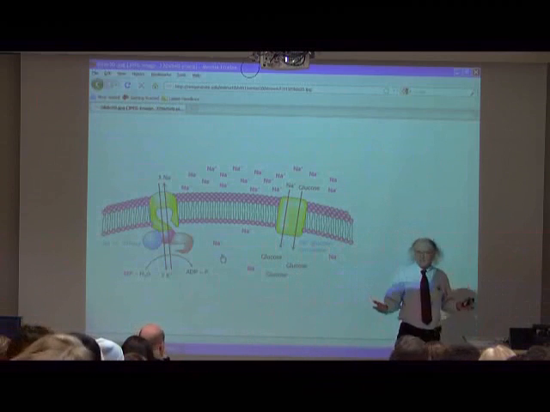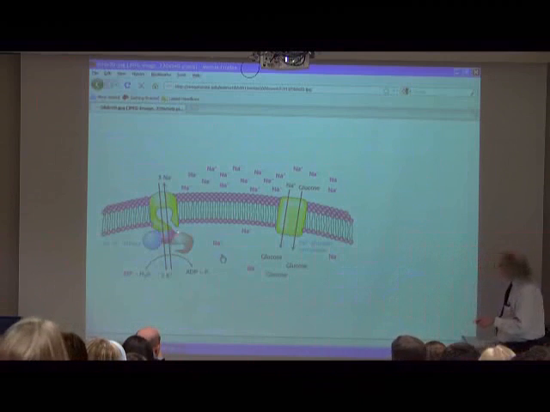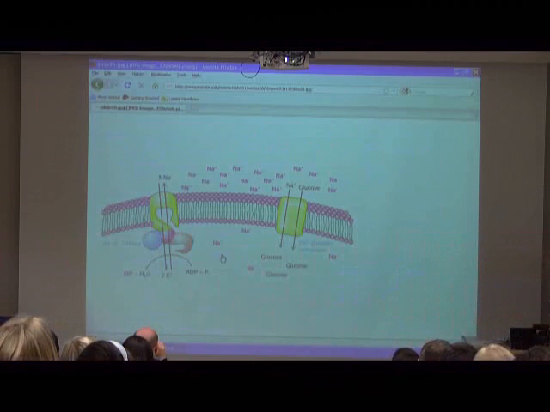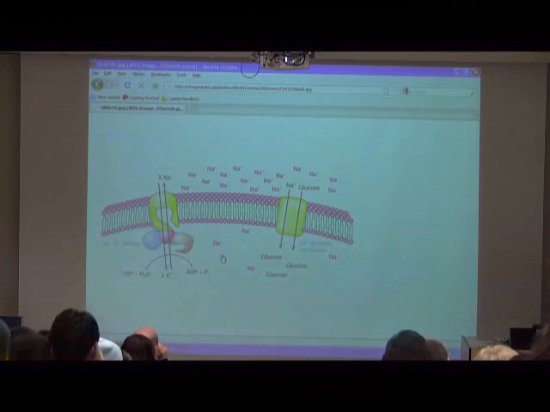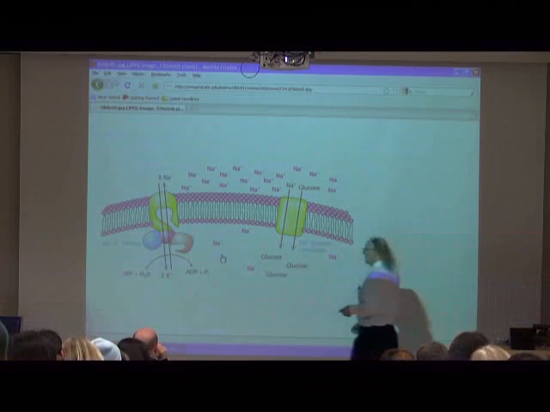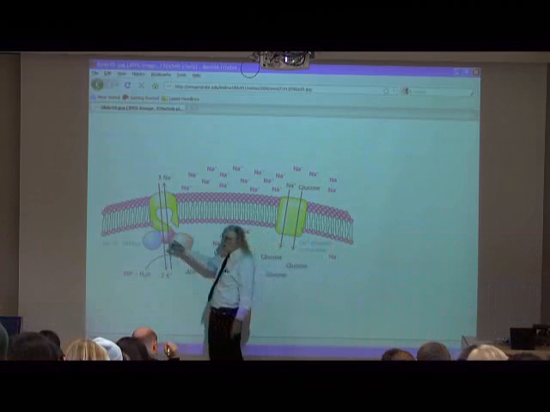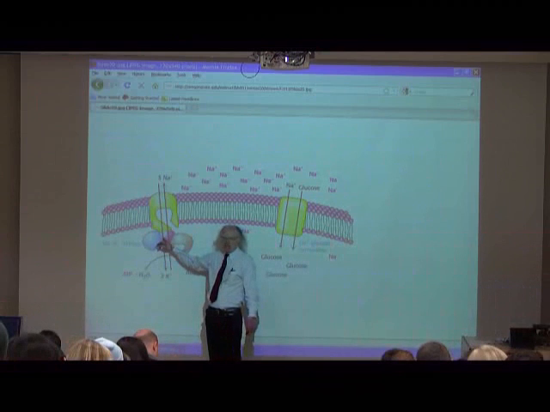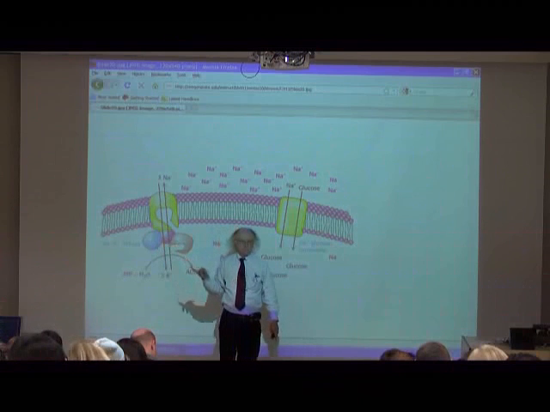This is a figure that's not in your book. And it's really stupid that it's not in your book, because this transporter over here on the left is one of the most important transporters in all cells. It's called the sodium potassium ATPase. It is also a P-type ATPase. So this guy is going to have a phosphotyrosine in its mechanism.